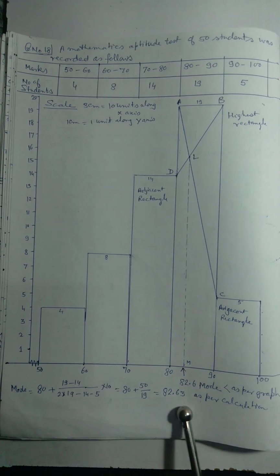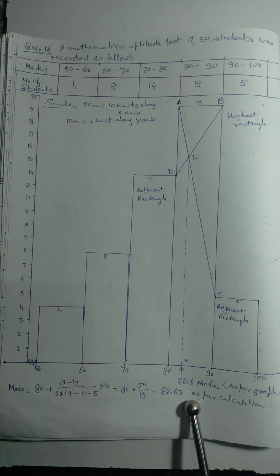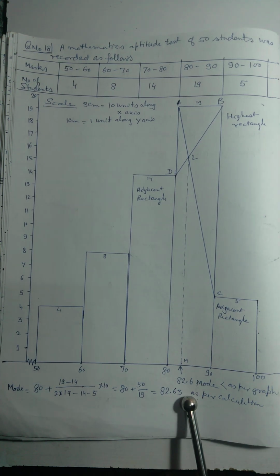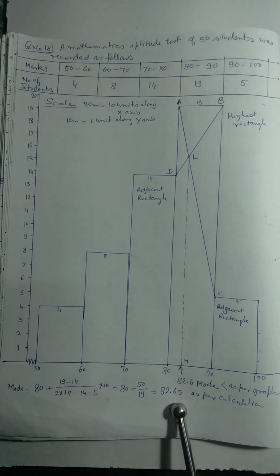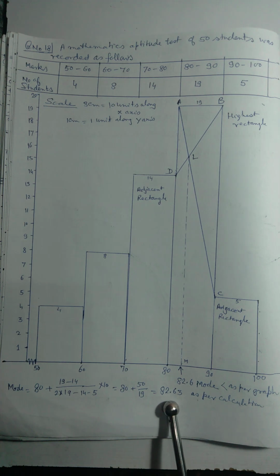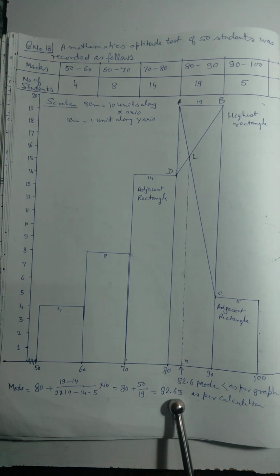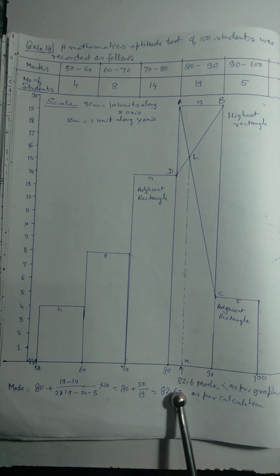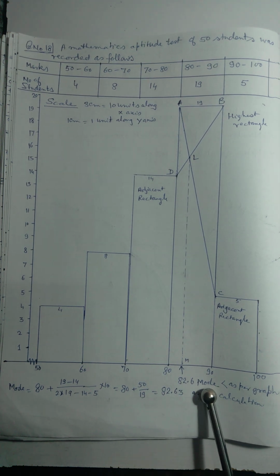As per the graph, it is 82.6. So there is a slight difference between the calculation and the graph. Here, as per calculation, we have done up to the second place of the decimal, that is 82.63, whereas in the graph we have got 82.6, that is the mode.